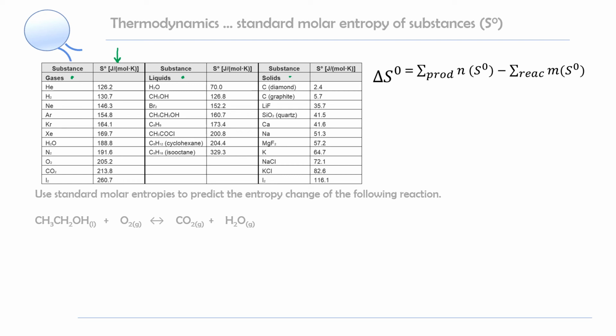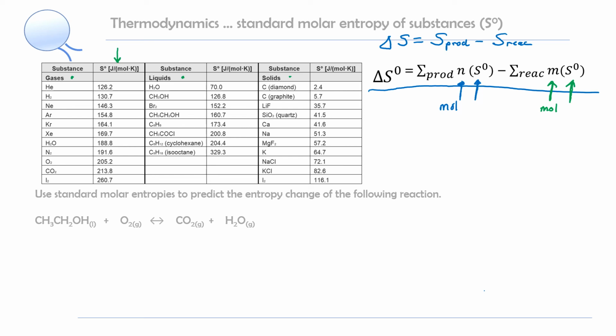Okay, so entropy change is a state function. As a state function, it only depends on the final state, which is our products, minus the initial state, which is our reactants. So just like we did with enthalpy changes, for entropy changes we can calculate the overall entropy change by looking up standard molar entropy values for each of our products and multiplying by the number of moles of that product. And then we subtract a summation over our reactants, looking up their standard molar entropies and multiplying by however many moles of each substance are involved in the reaction.